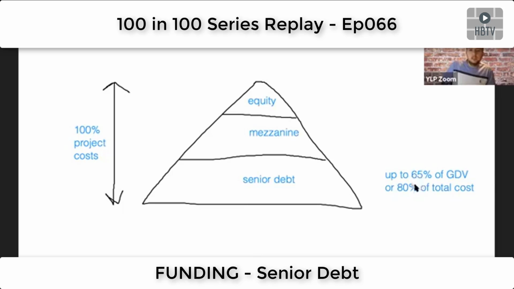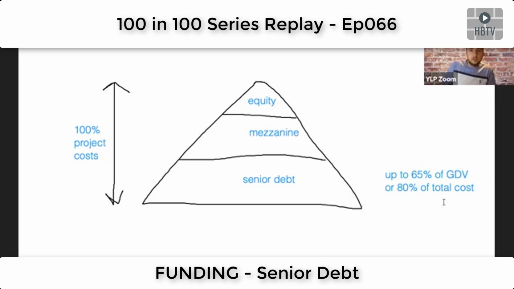Now, obviously, that isn't 100% of the cost. Hence, the fact that we've got to then plug that gap with equity or a combination of different finance types. So, senior debt: 65% usually. You can get different, this isn't a rule that's set in stone. Some companies might offer slightly different terms, but as a general rule, your senior debt is up to 65% of GDV or 80% of total cost.